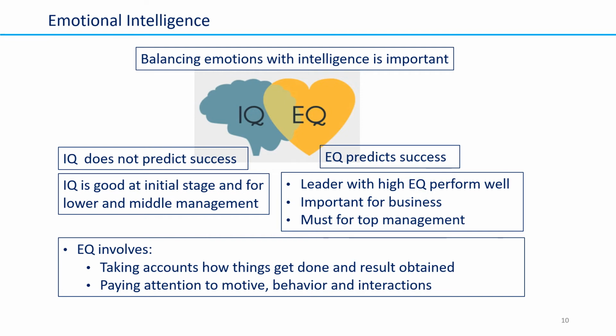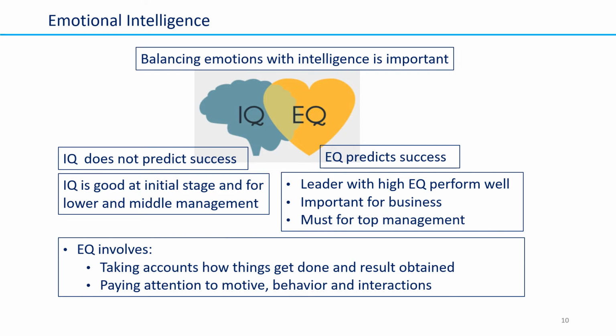Balancing emotion with intelligence is most important. You have to balance IQ and EQ, because IQ does not predict success. Only IQ will not give you the success. IQ along with EQ will give you success.